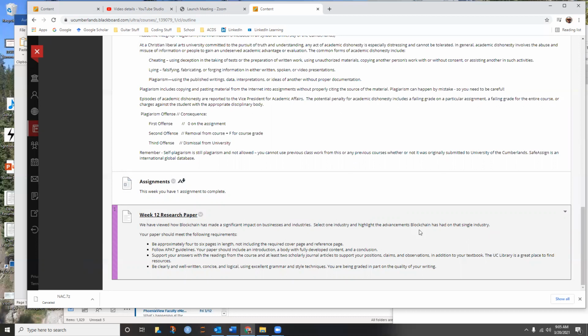I don't need a lot of background on what blockchain is. Don't choose more than one industry. There you go, so this is easy. A couple pages, and you'll be done.